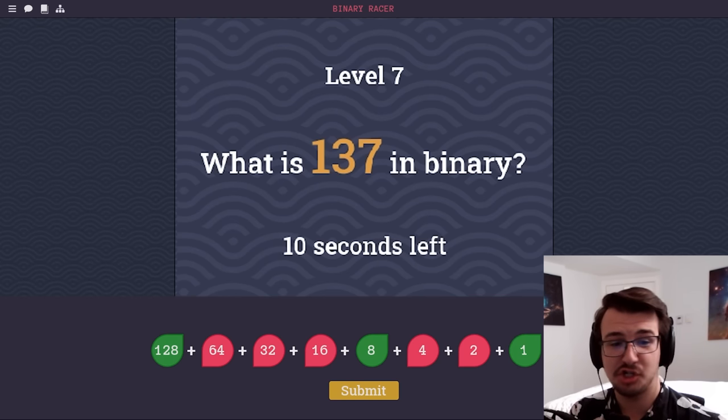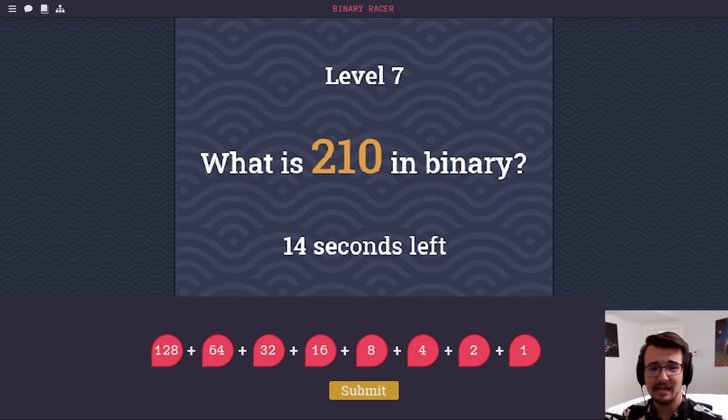A few moments later. Oh, shoot. They take away the tracker thing. I have to do it all in my head. 210 in binary. Oh, good God. Yeah, I don't know that. I can't do that quickly enough. I'm gonna try this. Oh, I actually got it.